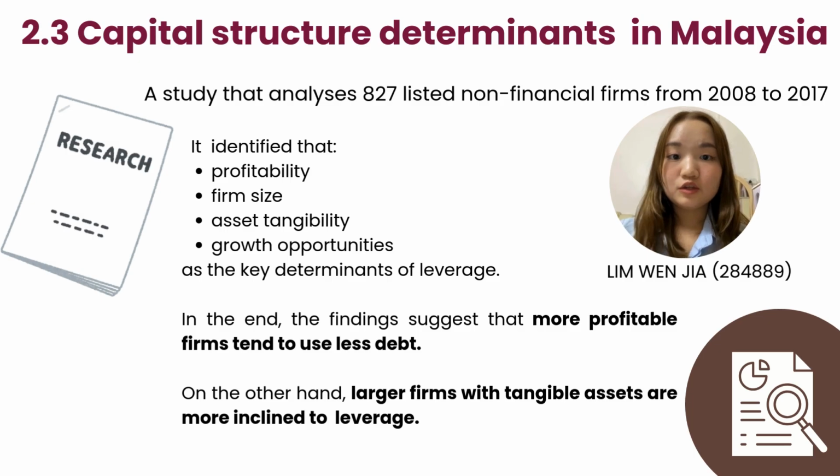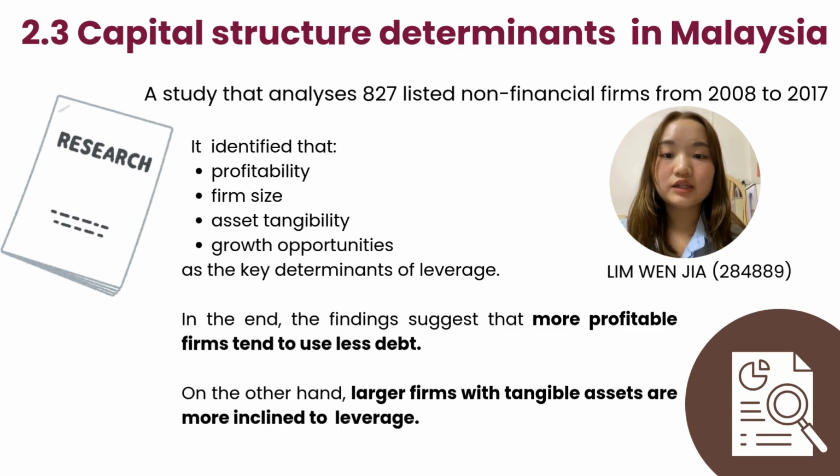2.3 Capital structure determinants in Malaysia. A study analyzed 827 listed non-financial firms from 2008 to 2017. It identified profitability, firm size, asset tangibility, and growth opportunity as the key determinants of leverage. The findings suggest that more profitable firms tend to use less debt. On the other hand, larger firms with tangible assets are more inclined to use leverage.